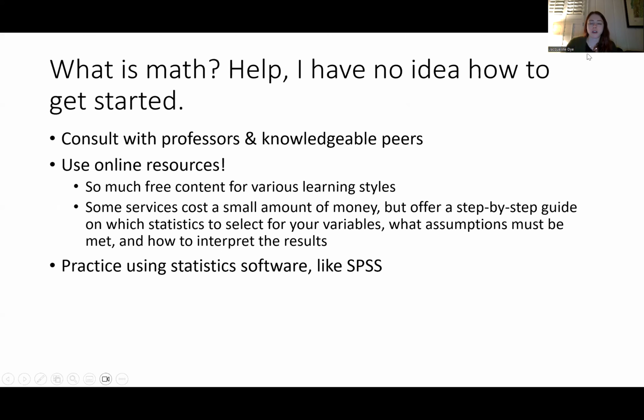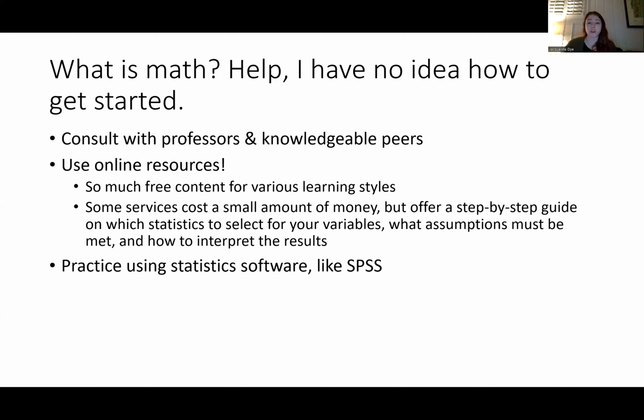So just real quick, help, what is math? Oh my goodness, I felt this way starting graduate school. But there's a few different things I would recommend if you're running analyses or conducting a study, which is to consult with professors and knowledgeable peers. So these are folks who've done research. They can kind of coach you through some pitfalls and help you figure out what kind of data you have. If you have nominal data, ordinal data, interval, or ratio.